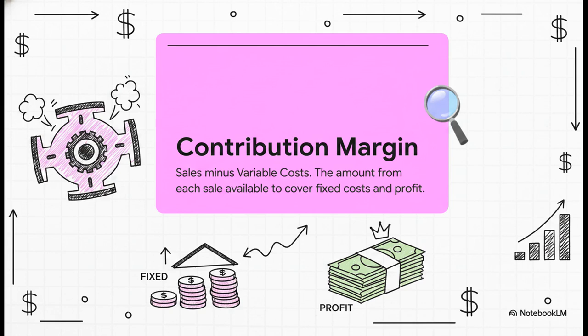The absolute core, the beating heart of CVP, is the contribution margin. The formula is as simple as it gets: sales minus all your variable costs. I want you to think of this as the engine of profitability. It's the total cash generated by your sales that's available to do two things. First, cover all your fixed costs, and then whatever's left over, that's pure profit.